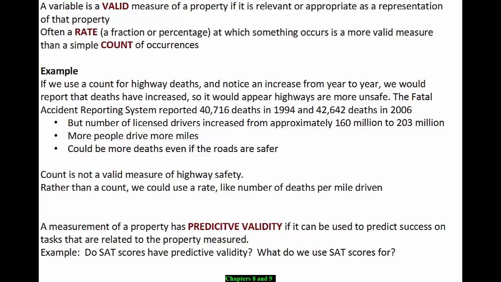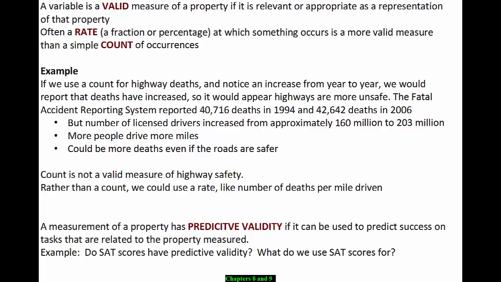Often a rate, which is a fraction or percentage at which something occurs, is a more valid measure than a simple count of occurrences. For example, if we use a count for highway deaths and notice an increase from year to year, we would report that deaths have increased. So it would appear that highways are more unsafe. The Fatal Accident Reporting System reported 40,716 deaths in 1994 and 42,642 deaths in 2006.